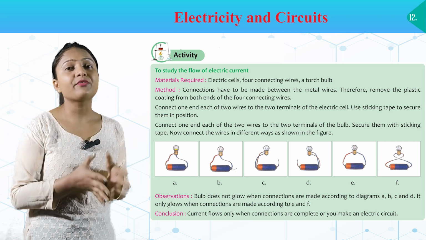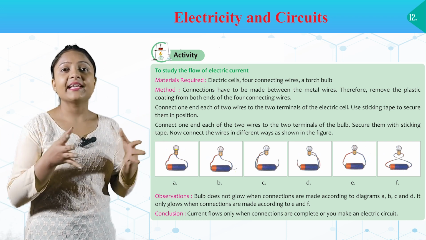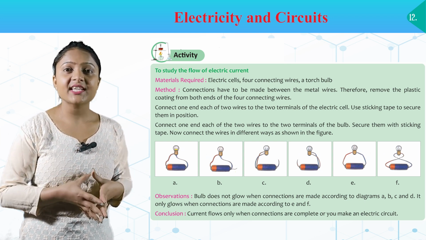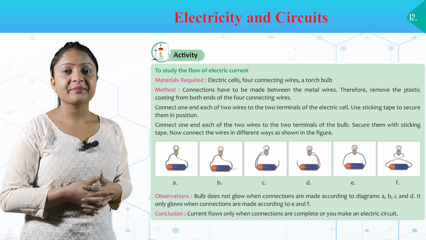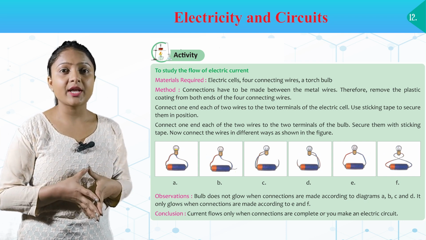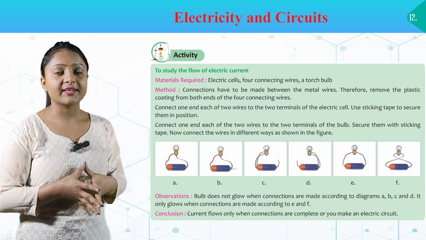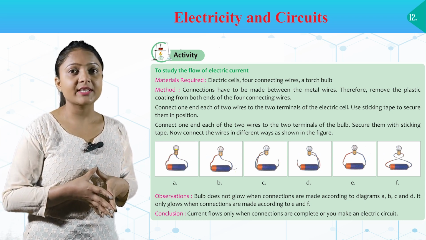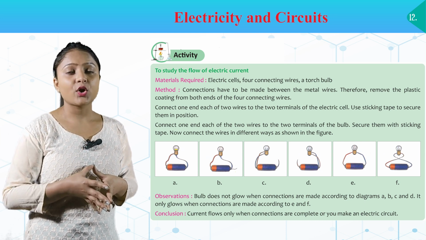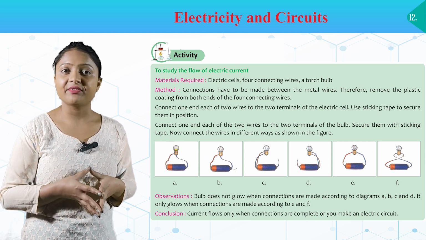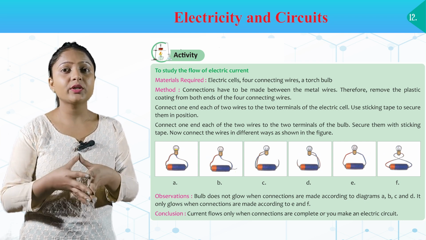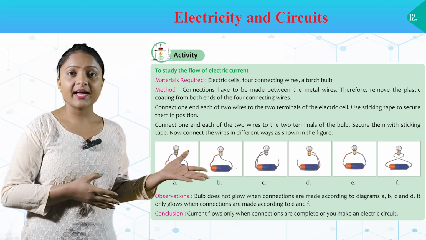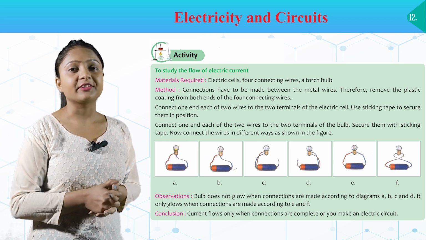To study the flow of electric current. Materials required: electric cells, 4 connecting wires, a torch bulb. Method: connections have to be made between the metal wires. Therefore, remove the plastic coating from both ends of the 4 connecting wires. Connect one end each of 2 wires to the 2 terminals of the electric cell. Use sticking tape to secure them in position. Connect one end each of the 2 wires to the 2 terminals of the bulb. Secure them with sticking tape. Now connect the wires in different ways as shown in the figure.